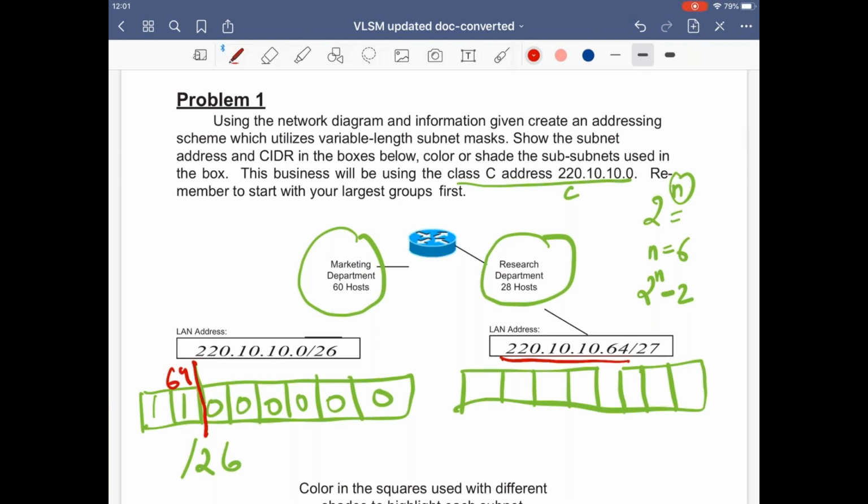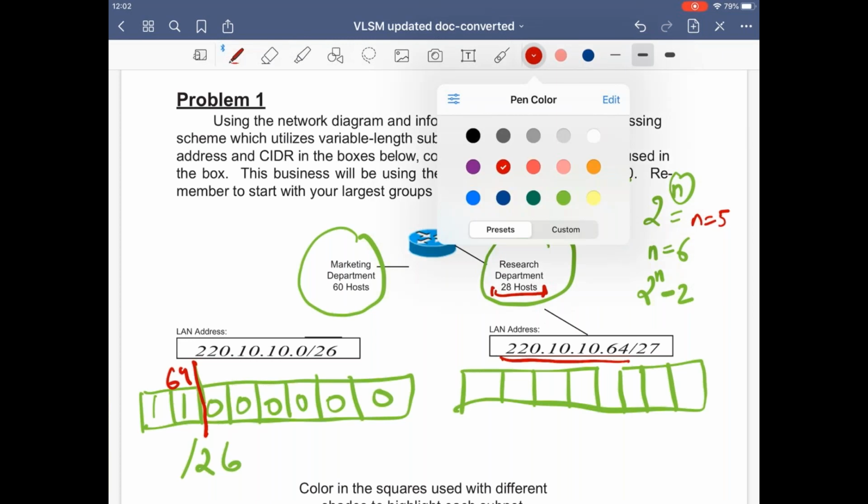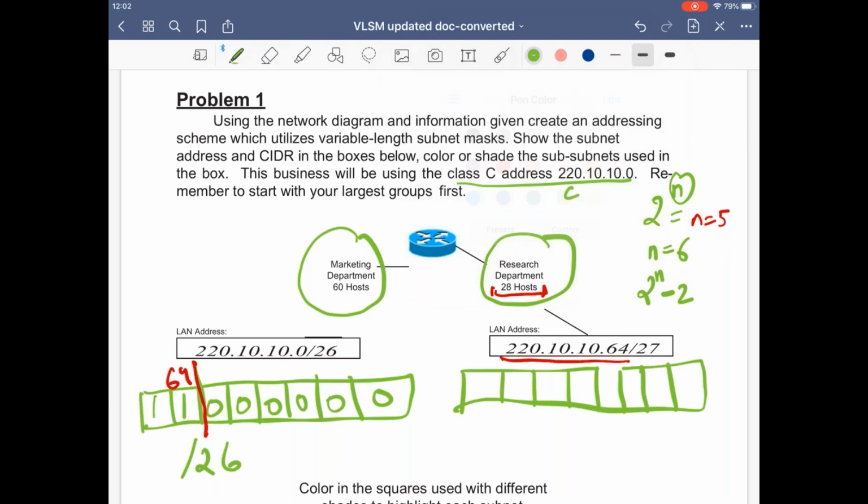The second requirement is 28 hosts. For 28 hosts, N should be 5, so 5 bits are host portion. So 3 bits are 1, and the subnet mask is /27.